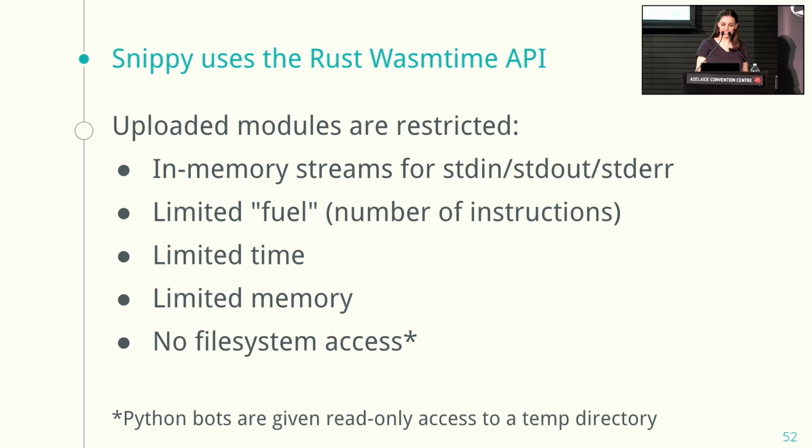It gives me a lot of options for doing that. It uses in-memory streams for standard in and standard out, and standard error is not actually using the real standard out. When you run stuff in WebAssembly with Wasmtime, you can give it a limited amount of fuel. That is the number of WebAssembly instructions it will be allowed to execute before it gets terminated. I've limited the time, I've limited how much memory it can use.